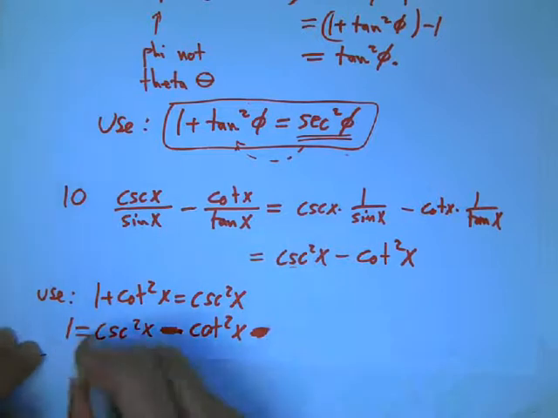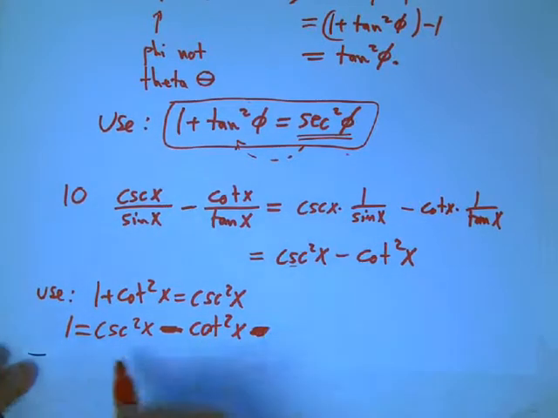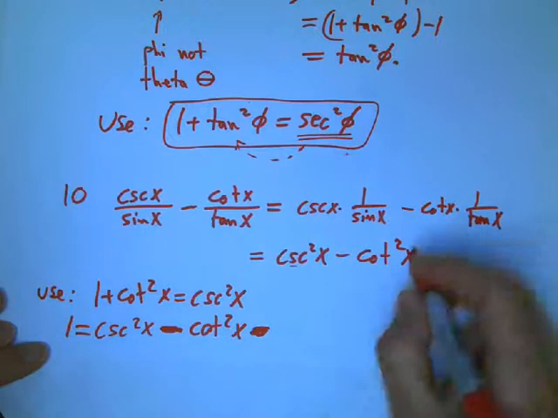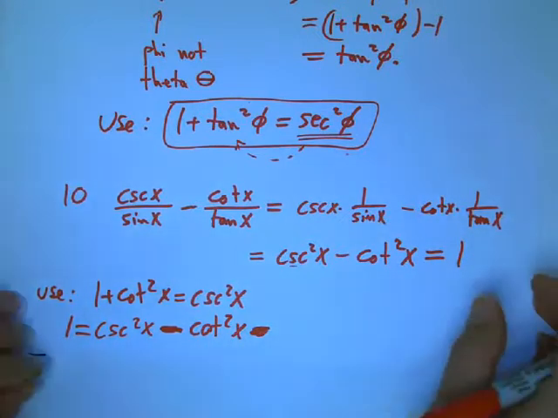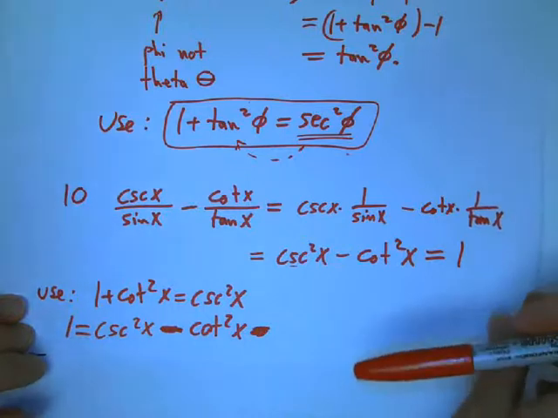I guess I'm moving the cotangent over and subtracting it and leaving the 1 on the other side. Sorry, let me do it that way. There we go. I just got confused. So 1 is cosecant squared minus cotangent squared. Oh, look, that actually secretly is just the number 1. Wow, that's pretty amazing.